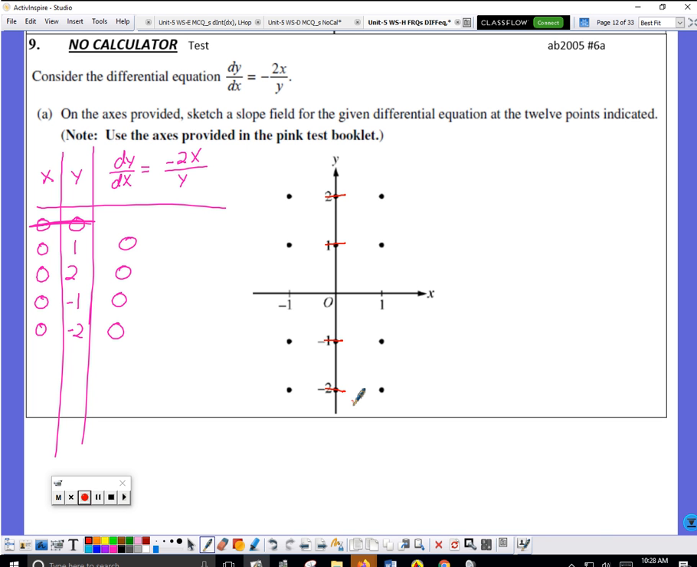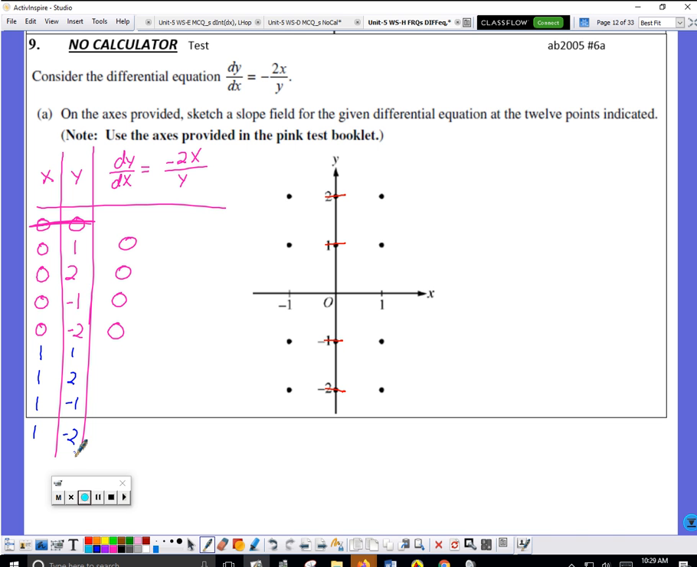And you just keep going. So another easy pick would be, I don't know, pick x equal 1. So when x is 1, y can be 1 again, or y can be 2, or y can be negative 1, or y can be negative 2. I'm picking easy things first. It just makes the problem go faster.